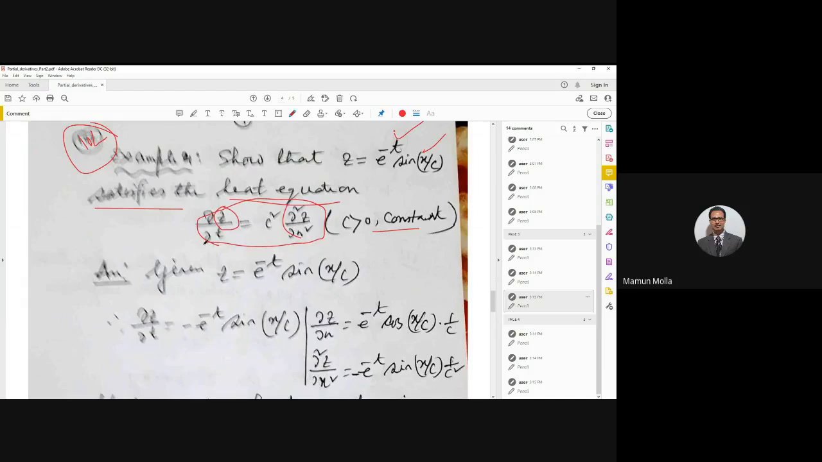Then left hand side equals right hand side is very simple. If you know the heat equation, for my left hand side you just need only the first derivative with respect to t. There is an exponential function z equals e to the power t sin x by c.